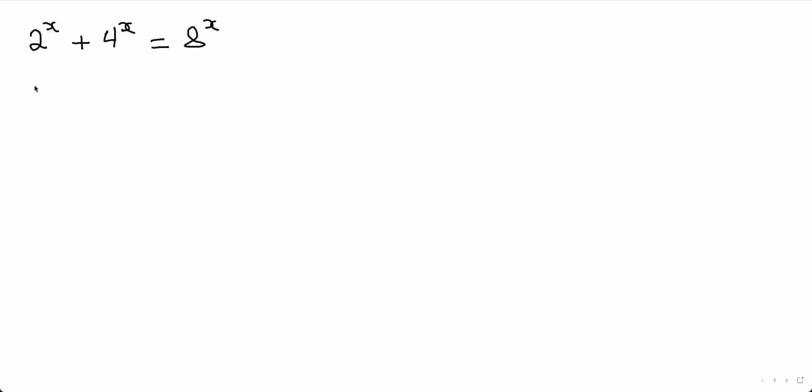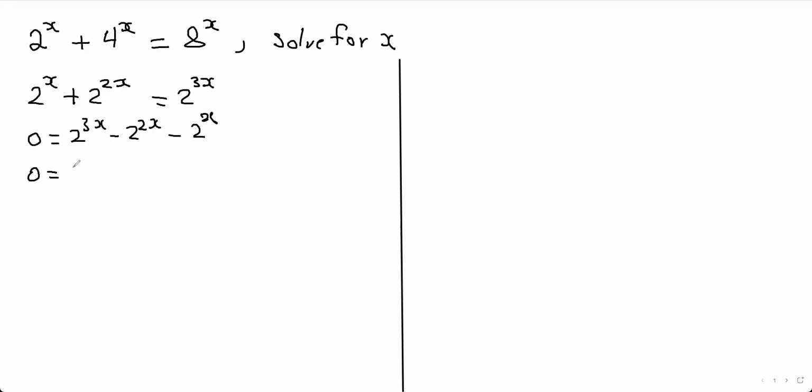So let's do this question. It's 2 to the power of x plus 4 to the power of x equals 8 to the power of x. And what we need to do for this is solve for x. Okay.